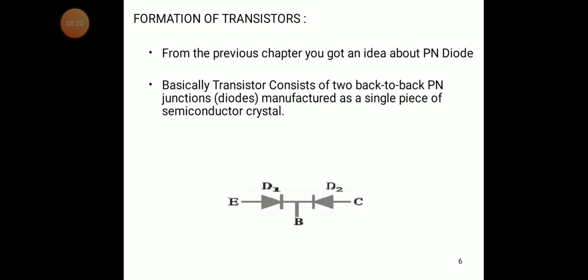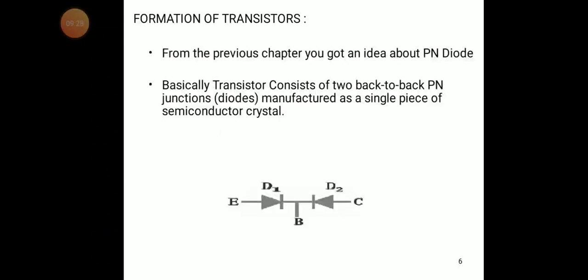So with the back-to-back connection we get the three terminals. Positive terminal or negative terminal, it may be anything. That is the two diodes back to back. You can also combine them in reverse. Depending on this type of combination, we have two types of transistors. So like this, we establish the three terminals, combining two diodes.